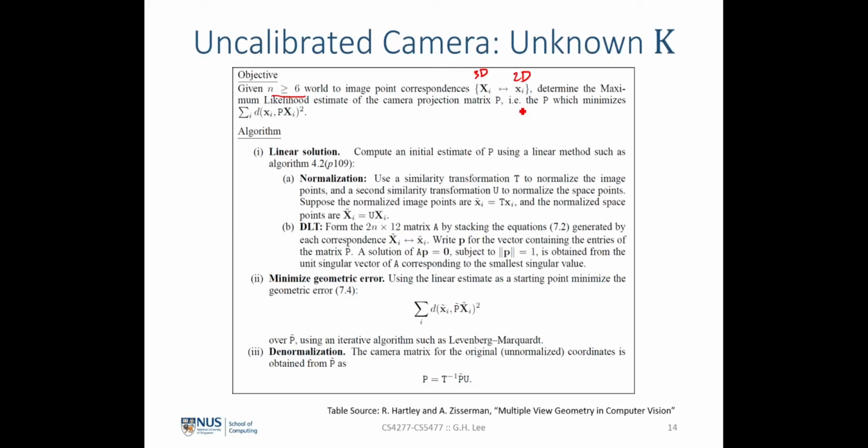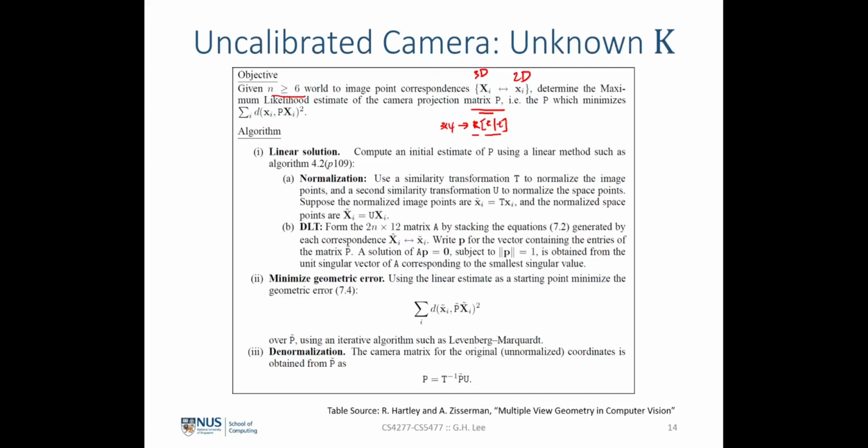The objective is that we want to estimate the camera projection matrix, which is a 3x4 matrix, such that from here we can decompose it into the intrinsic values as well as the extrinsic values. This camera projection matrix should minimize the total reprojection error of every 3D point that is projected onto the 2D image with respect to the 2D point correspondences that we are given as well.